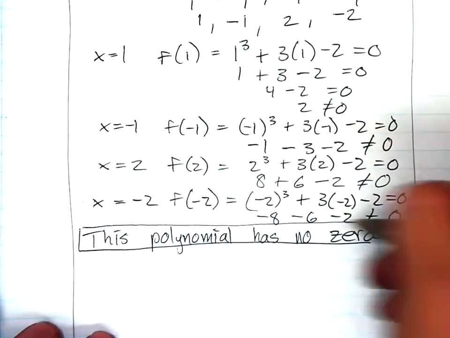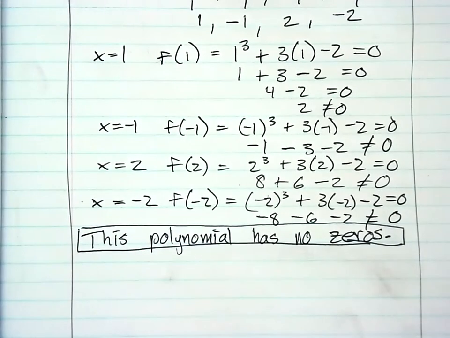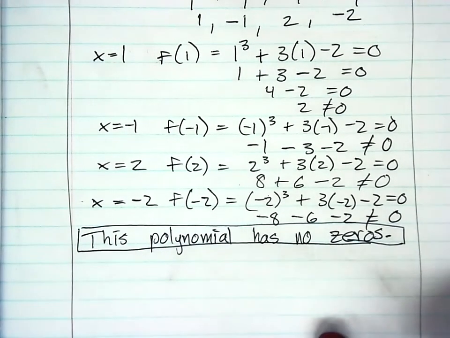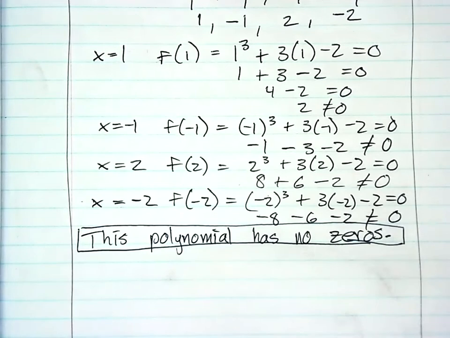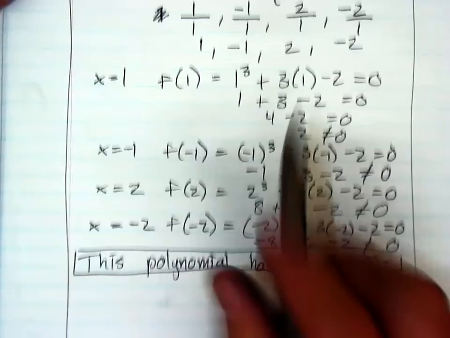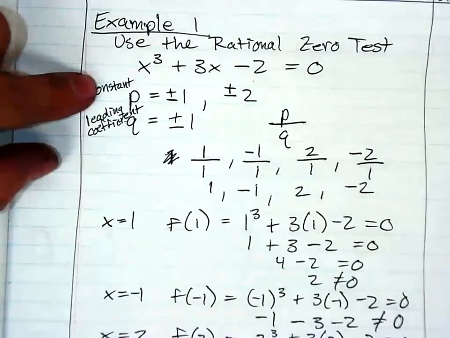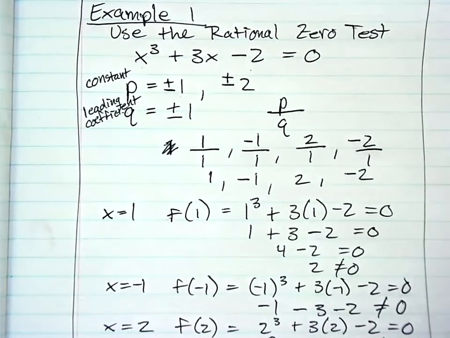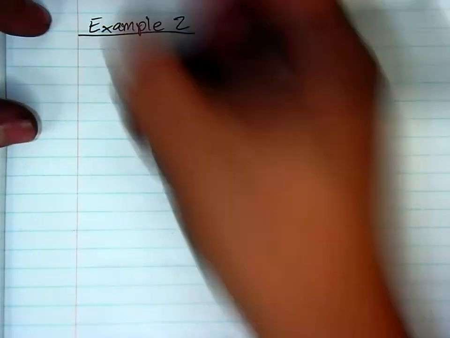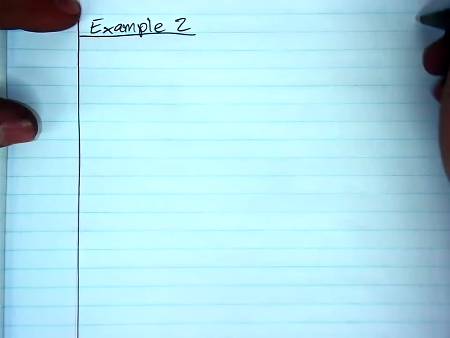And in the next one, things are going to work out a little bit better, because in that case, we're actually going to get some rational zeros. Okay? But that's just a demonstration of how to use the rational zero test using the P over Q. And now what we're going to do is actually jump into example 2, where we use the rational zero test and are actually able to factor the polynomial into smaller terms.